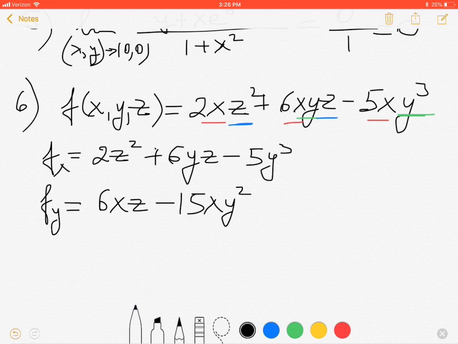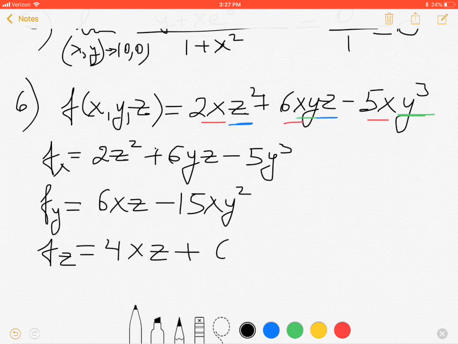And the last one, derivative with respect to z, where you have z in the first term and the second term, and not in the last one. Here z is squared, this means you have 4xz. Here z is to the power 1, this means only plus 6xy. That's it.